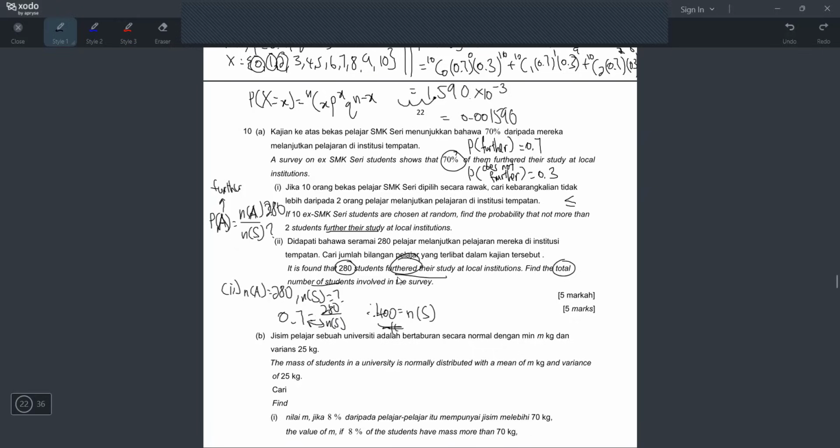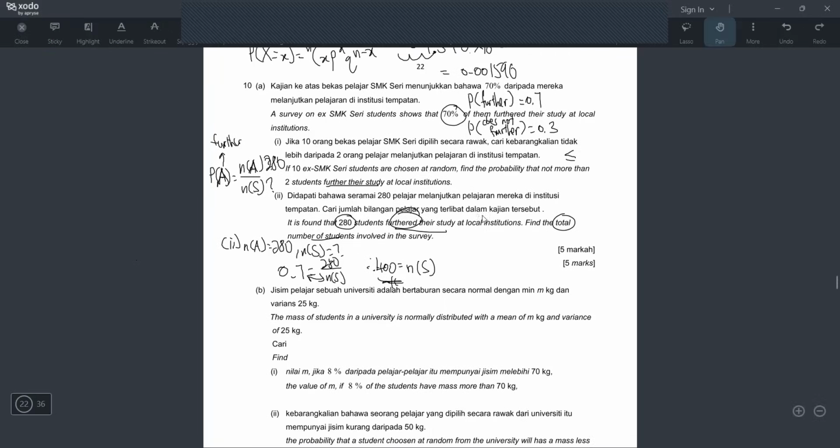Okay, sometimes we might get confused between NA and NS, right? It's very easy. NS is total, NA is not total. So if you want to find total, it means NS you want to find. Like that. Okay, so hope you understand. This is the working. Now we can continue with B.